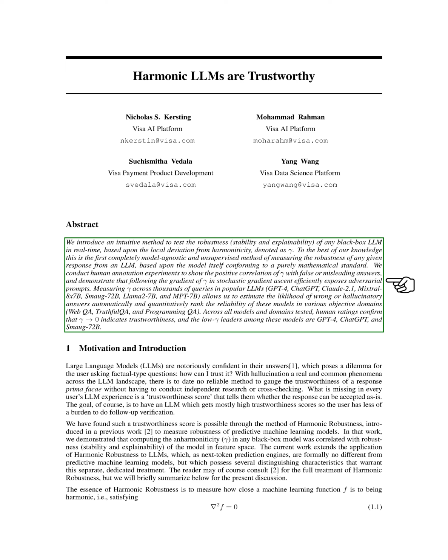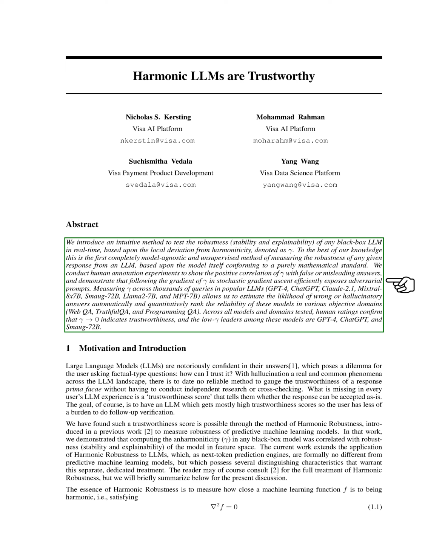By calculating gamma for numerous queries in popular LLMs like GPT-4, ChatGPT, Claude 2.1, Mixtral 8x7b, Smaug 72b, Llama 2-7b, and MPT-7b, we can estimate the likelihood of incorrect or hallucinatory responses automatically and rank the reliability of these models across different domains: Web QA, Truthful QA, and Programming QA.